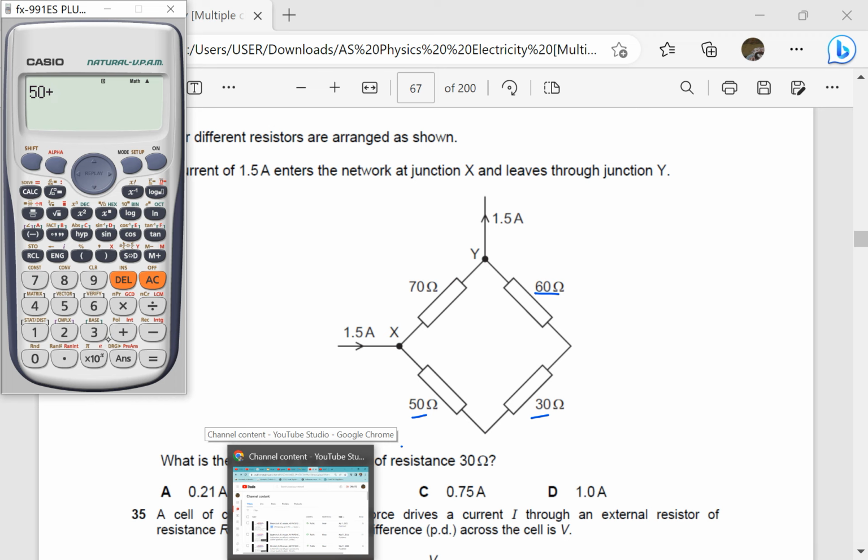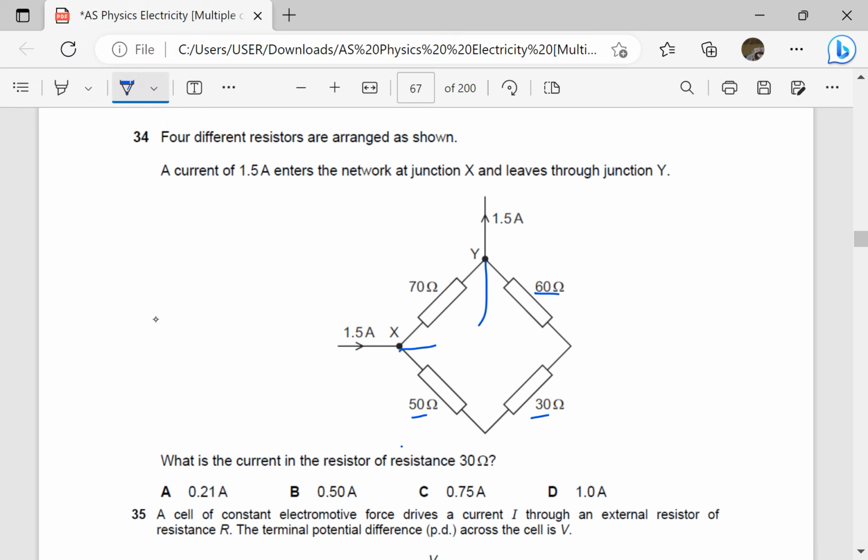50 plus 30 plus 60, that is 140. So this side we have a resistor of 140 ohms, and it is twice the other one. Remember, current is inversely proportional to resistance. When the resistance is twice, the current is half. So the total current of 1.5, if it enters here, if the current here is I, the current there is going to be twice I, because the resistance this side is twice the resistance the other side.